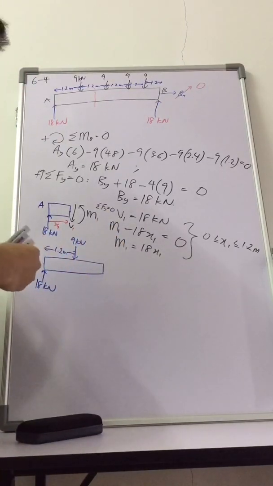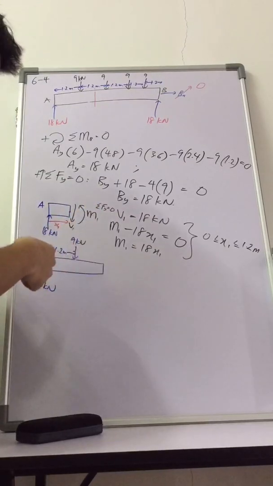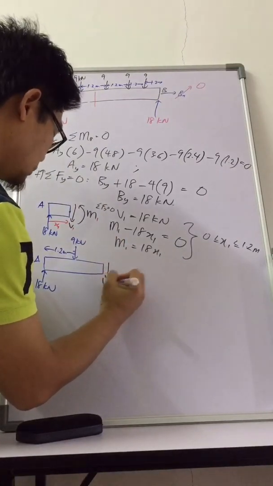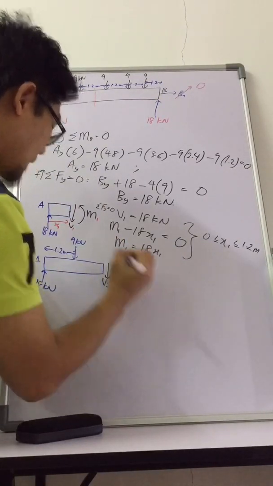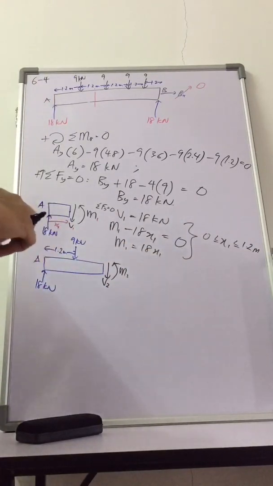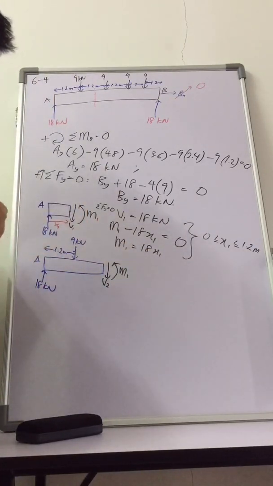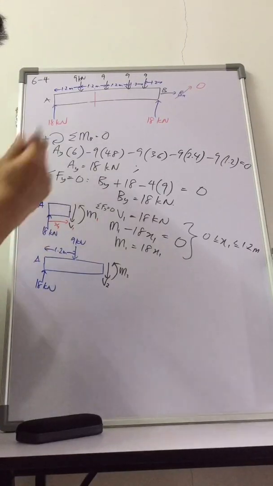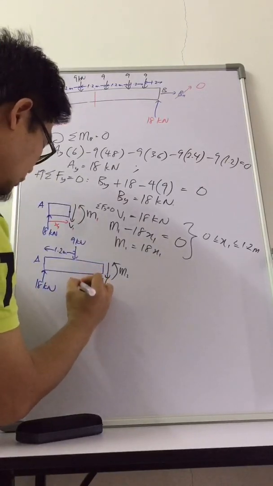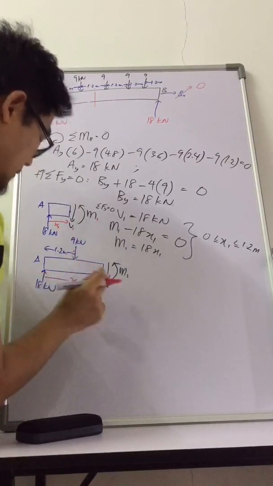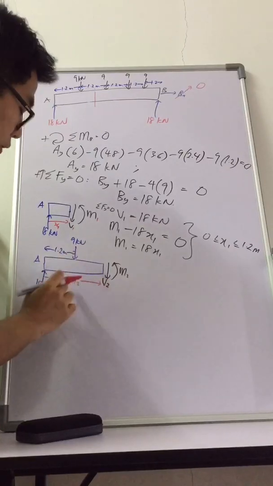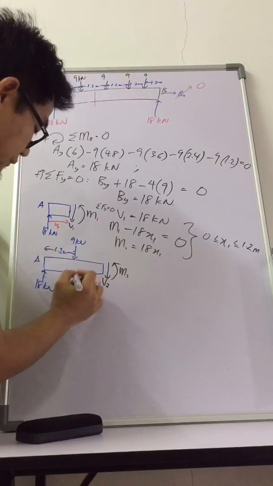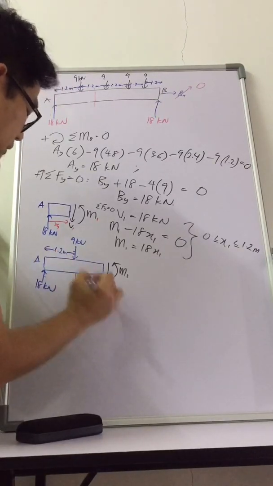So what do you have here? When you cut, you have the internal shear force V2, and you have the internal bending moment M2. Right? And how about the X? The X here, you can choose. You can take the X to be X2, for instance, X2 to be from A to that point, or you can do from 1.2, so from this point as X2. It doesn't matter, right?